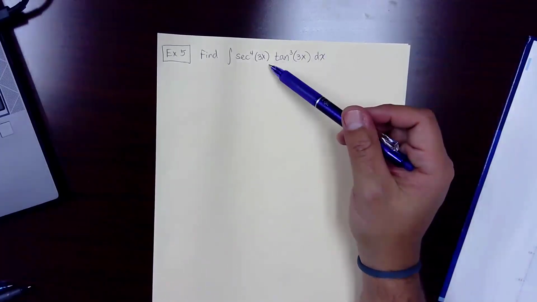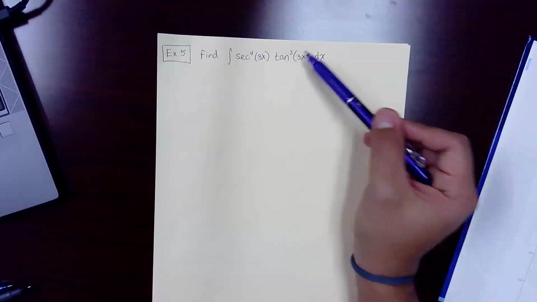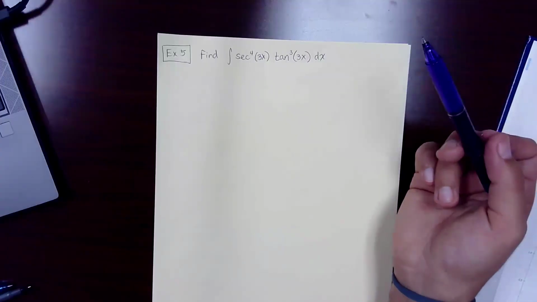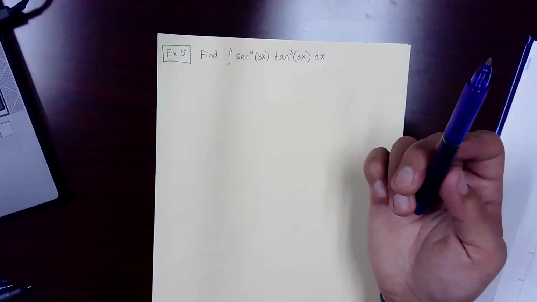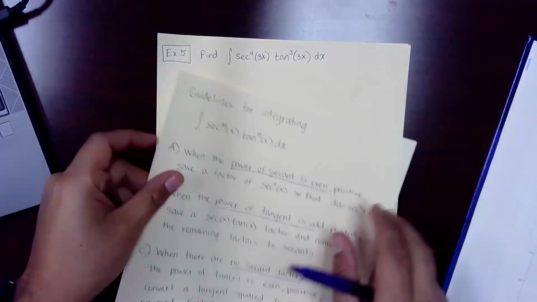Now, when we have these integrals where we have a function inside of the trig functions, we're going to want to be careful with our u substitution because we will get some multiplicative factors that we're going to have to take out of the integral at some point. But let's look at our guidelines for these types of functions.